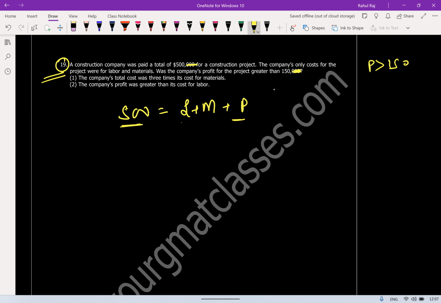So P is what? Just understand this. There is nothing at all. P is 500 minus L plus M, and this is my profit. Now the question is asking, is P greater than 150?